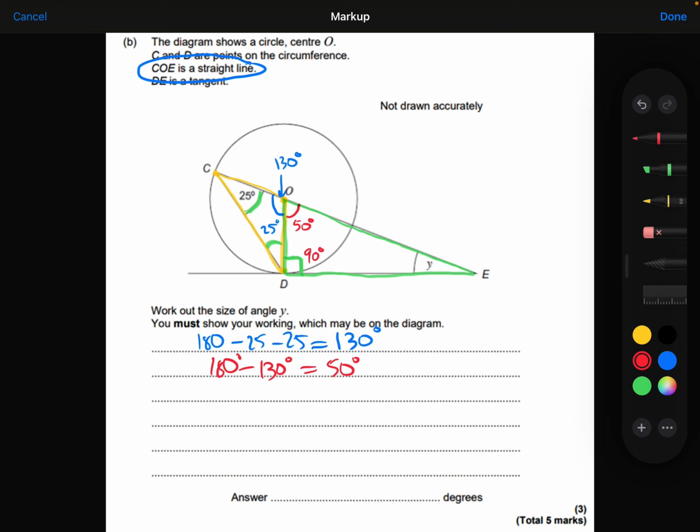So I can now work out angle Y by doing 180 minus 90 minus 50, which is 40 degrees.